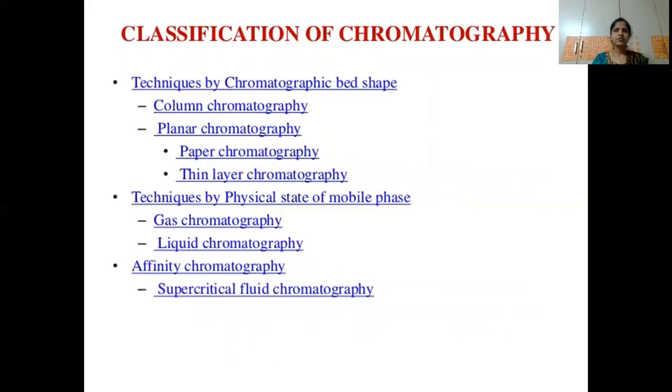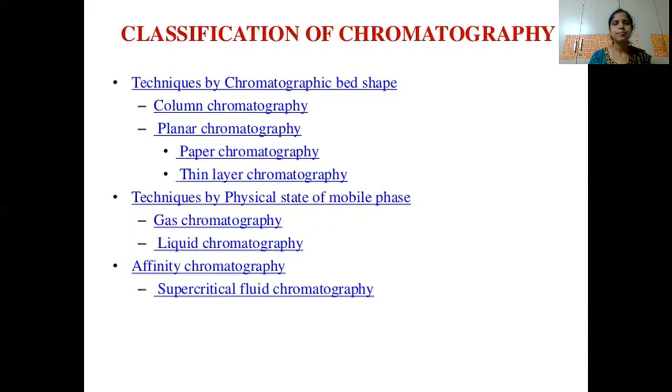Then we'll see the classification of chromatography. This classification is based on the chromatographic bed shape, that means how the stationary phase is being loaded. If it is loaded in the column, then it is known as column chromatography. If it is sprayed on a plane, then it is planar chromatography. Under planar chromatography, we come across 2 different techniques: paper chromatography and thin layer chromatography. In paper chromatography and TLC, that is thin layer chromatography, the adsorbent is sprayed on the plane.